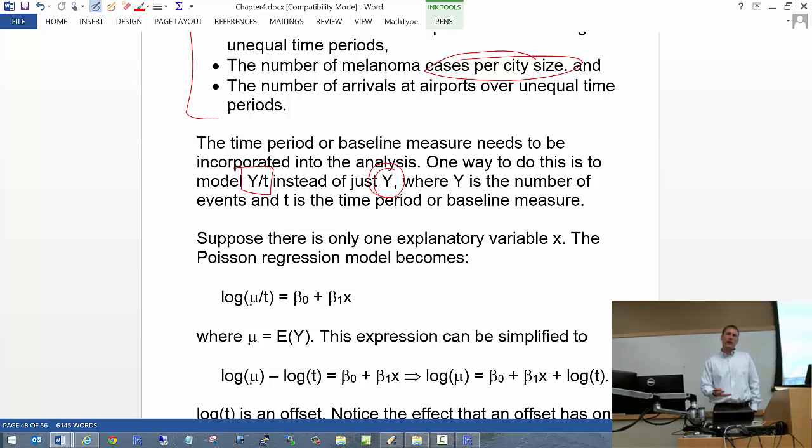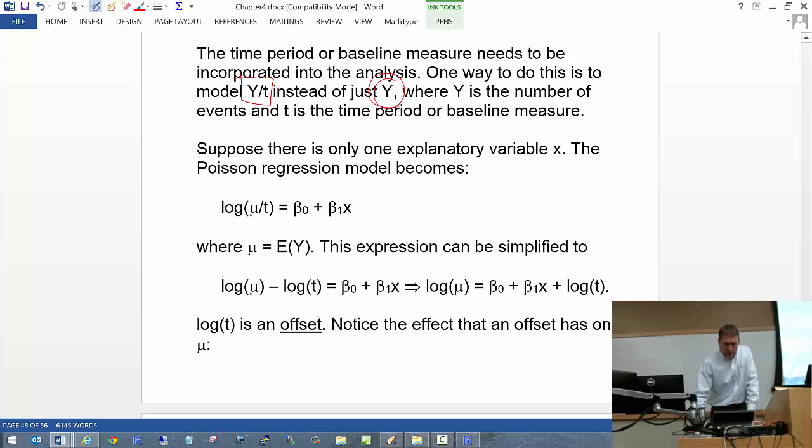That's what you're going to try to model. And try to model the expected value of y divided by t as a function of explanatory variables, instead of just the expected value of y itself. So this is what our model then looks like.